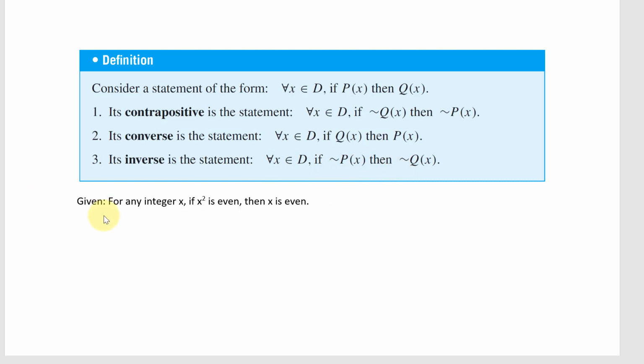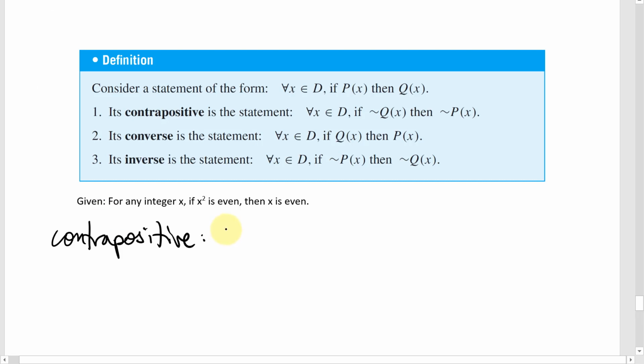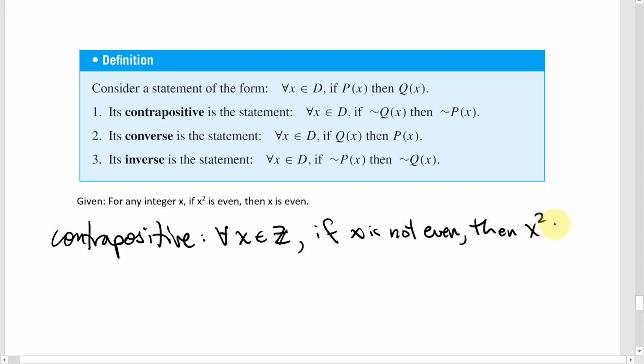Let's take an example. For any integer x, if x squared is even, then x is even. Let's form the contrapositive, converse, and inverse. Well, in formal notation, I would say for any x element of the integers, that's the symbol for the integers. With the contrapositive, I would say if x is not even, then x squared is not even.